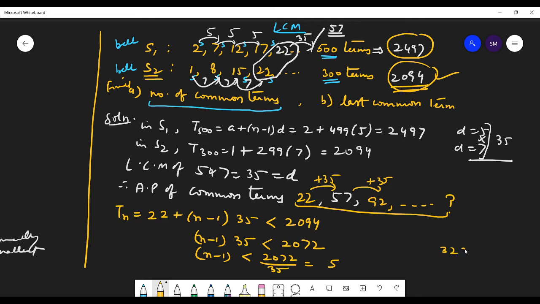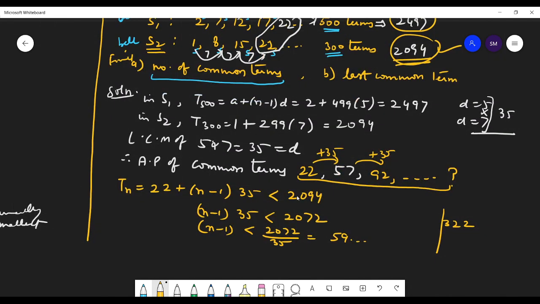$25 plus 7, 32, 322, 322, 35, divide करने किससे आएगा? 9 से. 350 minus 35, 315, तो 59 point something आएगा, right? Yes, sir.